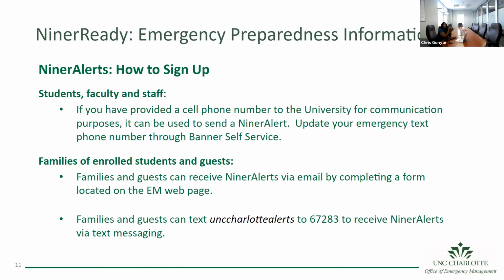Now, families of enrolled students and guests can definitely sign up to receive NINER alerts via email on our emergency management webpage. But also, you can register to receive text alerts for emergency notification. What you need to do is just text UNCC Charlotte alerts to 67283 to receive those text messages.